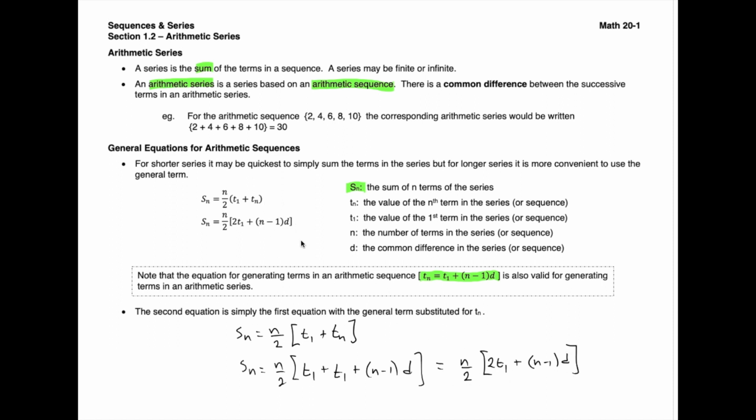So these 2 equations really are the same equation. This one is good if you know what that tn term is. If you know the nth term, then this is a bit shorter to use. If you don't know what the tn term is, but you know the number of terms and the common difference, then the second form is a bit easier to use.